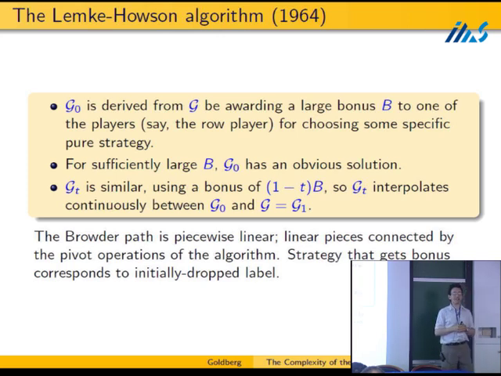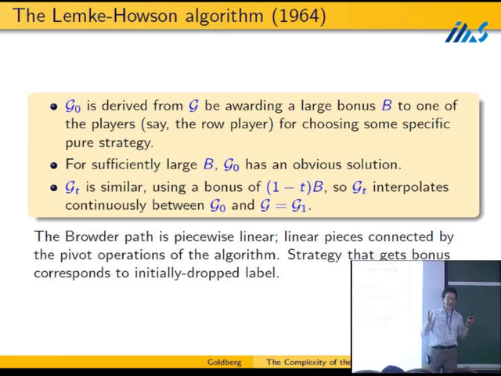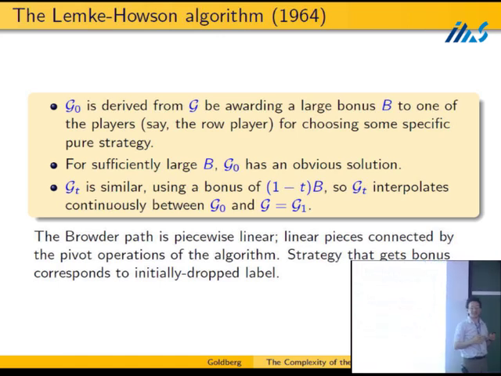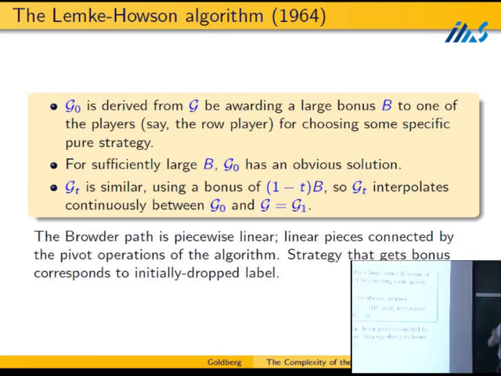The difference now is that the game G0 is constructed in a slightly different way from the game G equals G1. G is the game that we'd like to solve. G0 is going to be constructed by giving some player a large bonus, B, to play one specific strategy. B is chosen to be so large that the player will definitely play that strategy, and the other player, therefore, will make a best response to it. So once again, we have an easy-to-solve game because we have incentivized the players to do something obvious.